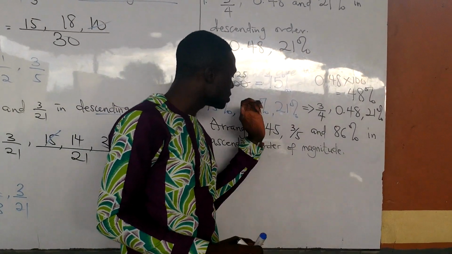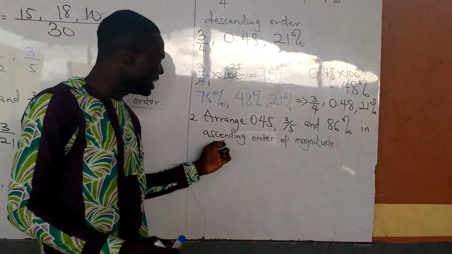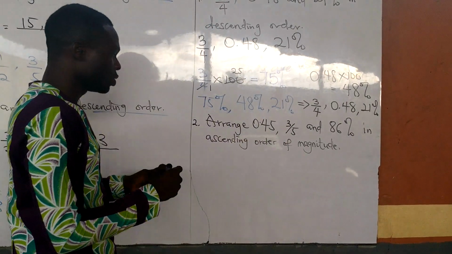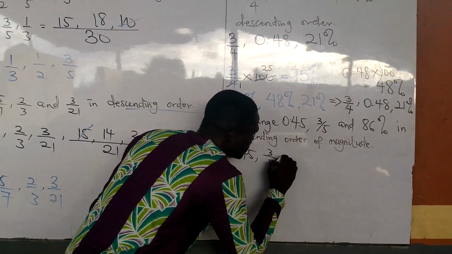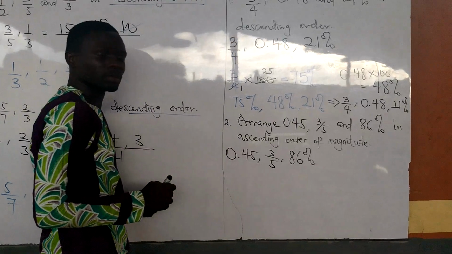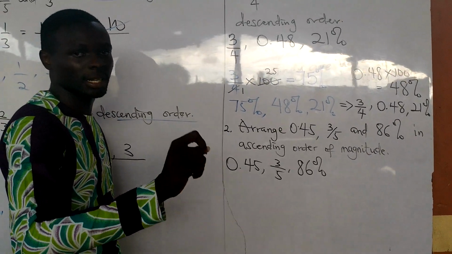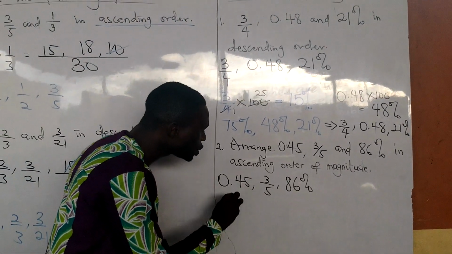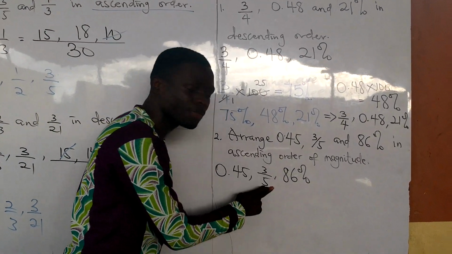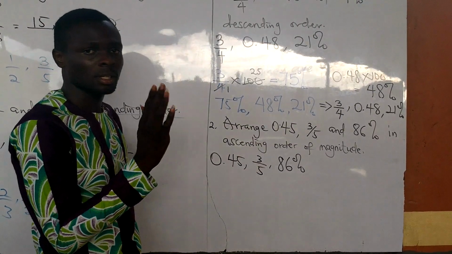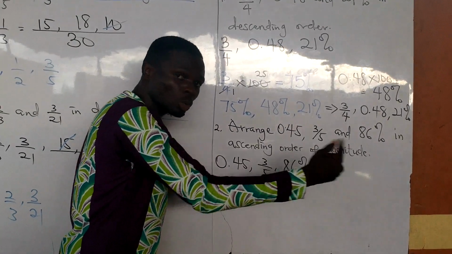Arrange 0.45, 3 over 5, and 86% in ascending order. These are the fractions. 0.45, 3 over 5, and 86%. How can I order this in ascending? To do that, we have to make sure that all these three are common. Decimal, common fraction, percentage. You can't order it. So what do we do? Change the decimal into percentage and the common also in percentage.